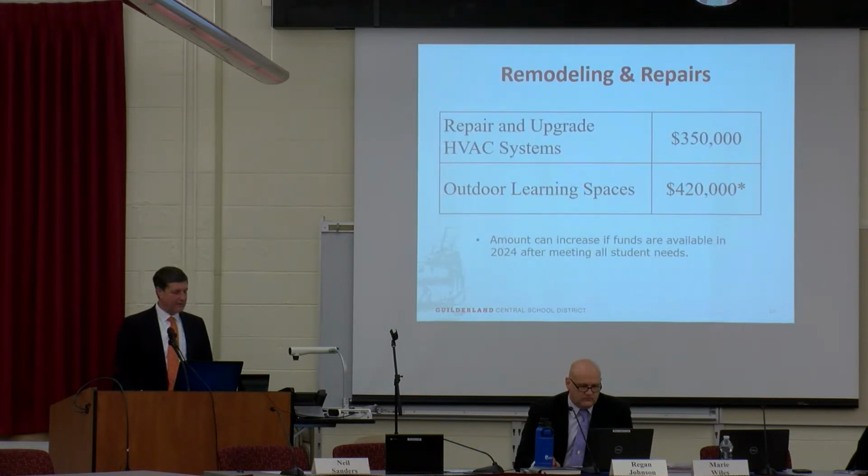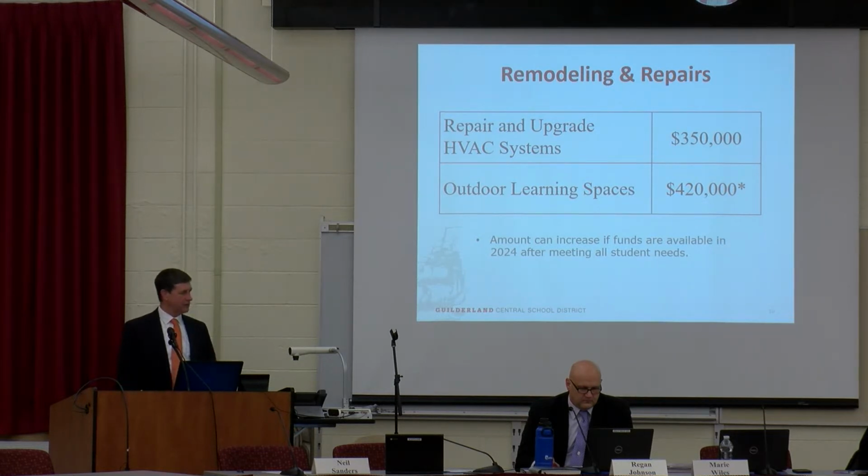Under the category of remodeling and repairs, we do have capital project work going on, and we also talked about part of these funds being used for capital project work, which is eligible under the requirements. So what we have targeted so far: repair and upgrade to our HVAC systems, $350,000, and then outdoor learning spaces, $420,000. These would be pavilions at each of our schools that would create a great outdoor learning space for students. What I have is an asterisk next to outdoor learning spaces, the amount there, $420,000.